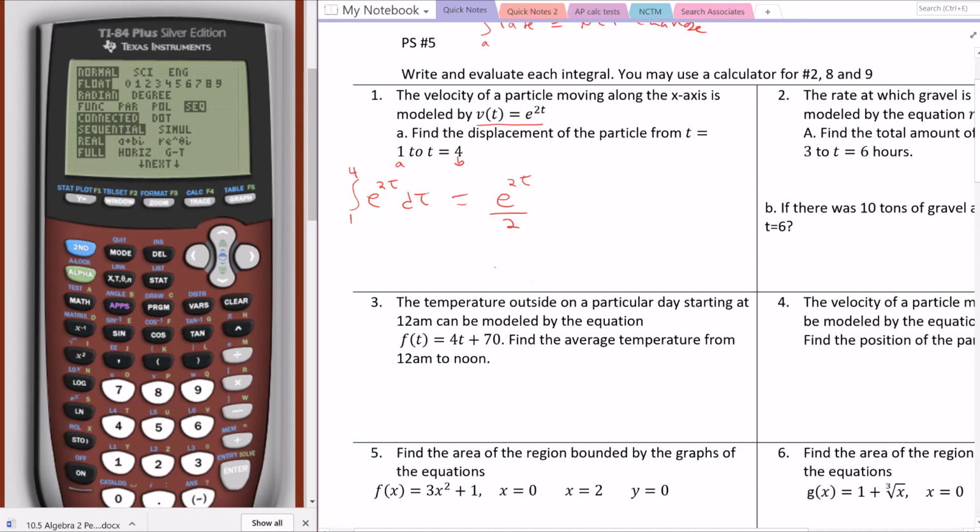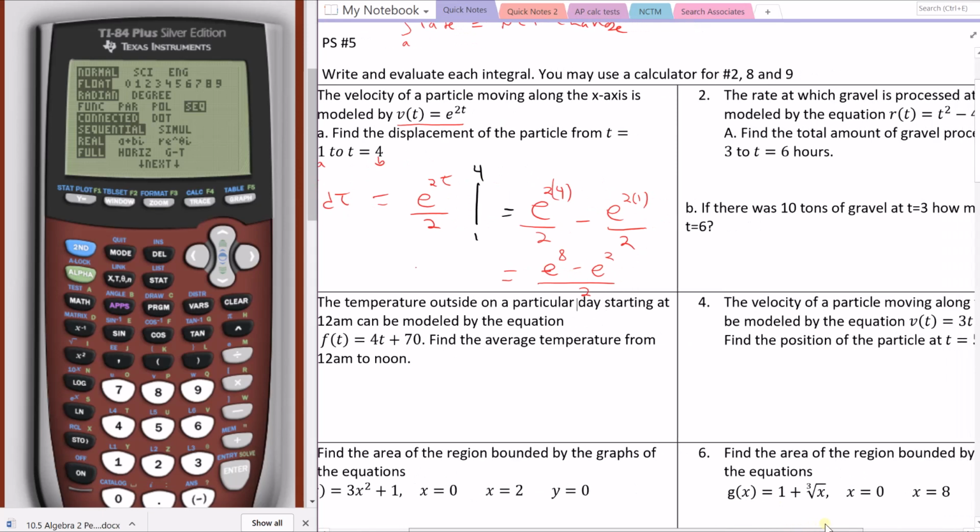And then we'd have to evaluate this from 1 to 4. What this means is that we plug in 4, and then we subtract what we get when we plug in 1. And in this case, the simplest you can write it is something like that, right? And you could get a calculator to calculate what the decimal representation is, but you don't need to.